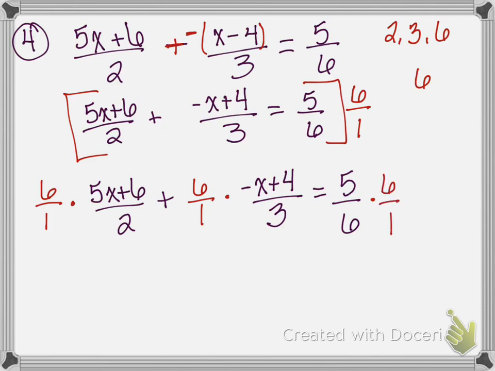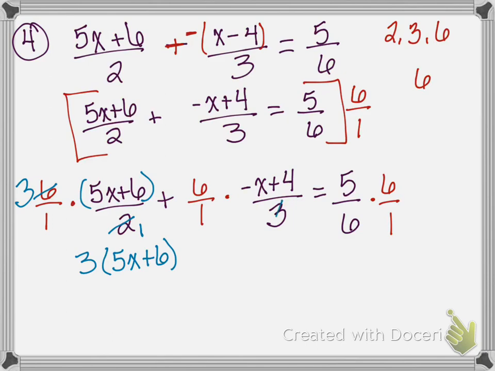Okay? Now, I'm going to simplify, and what should happen at the end of this right here is I should get all of my denominators gone. So that is our next step, is to simplify. 2 goes into 2 one time. 2 goes into 6 3 times. Remember, this 3 is multiplied times my entire numerator. So I have 3 times 5x plus 6.